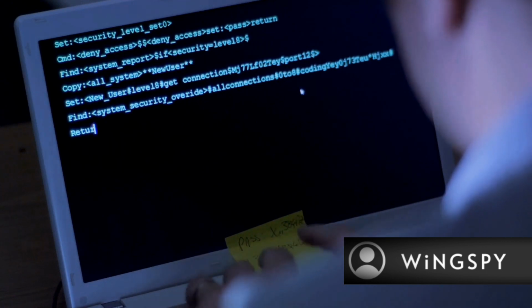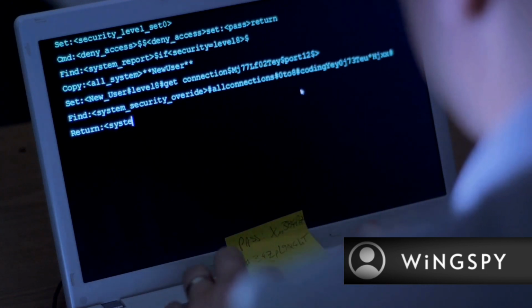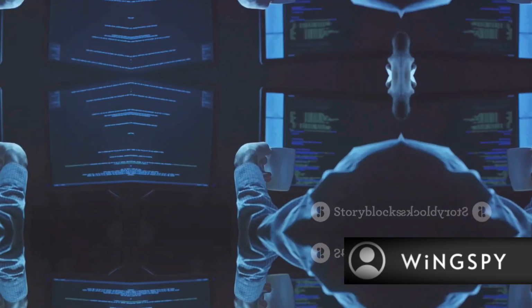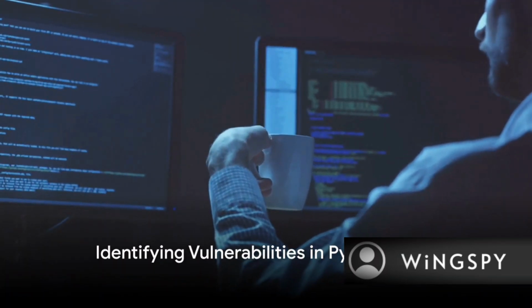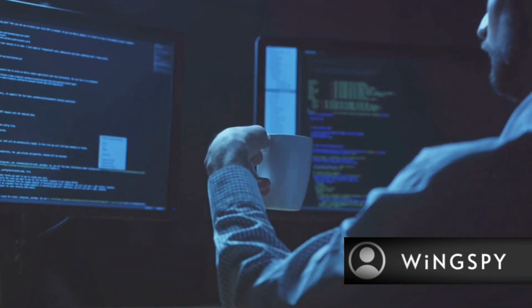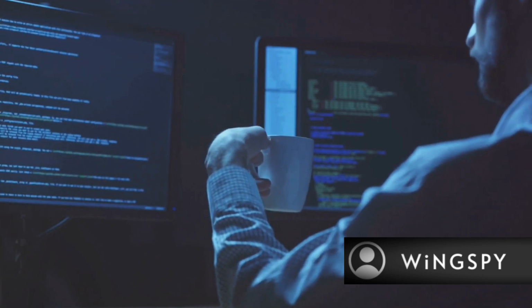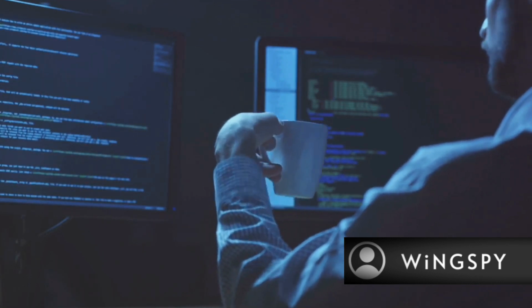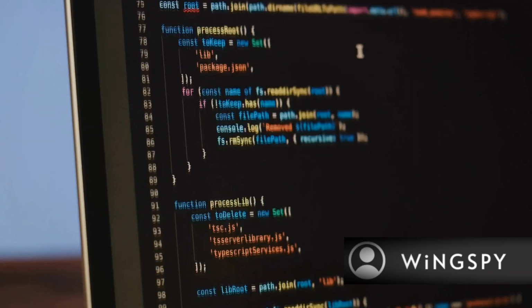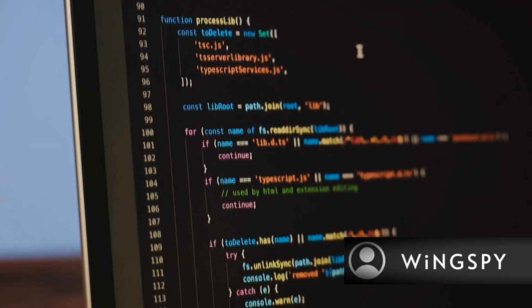Now that we understand what a Python exploit is, we can start looking at how to identify them. Identifying vulnerabilities in Python code is the first crucial step towards securing your applications. While Python is renowned for its simplicity and readability, it's not immune to security vulnerabilities. So let's talk about how you can spot potential weaknesses in your code.